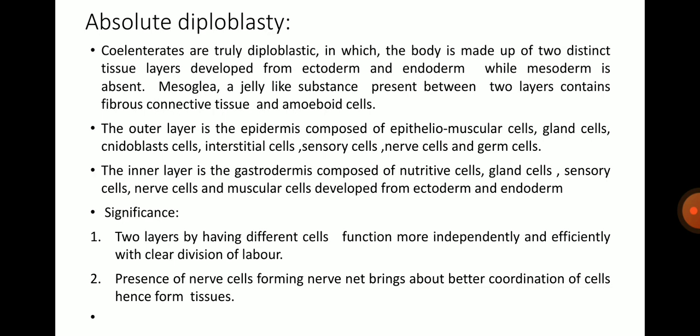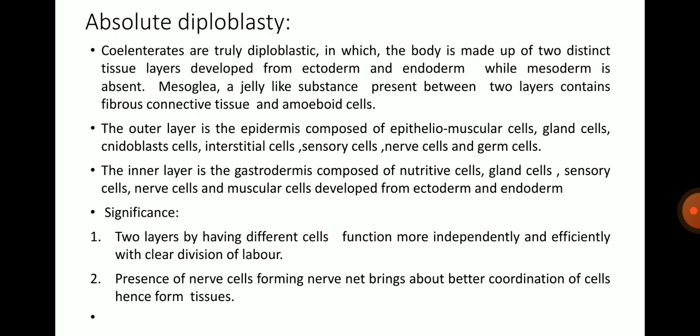And what is absolute diploblasty? This is the second type of diploblastic condition. Examples are the coelenterates. Coelenterates are truly diploblastic, in which the body is made up of two distinct tissue layers developed from the ectoderm and endoderm, while mesoderm is absent. Mesoglea, a jelly-like substance present between the two layers, contains fibrous connective tissue and amoeboid cells.